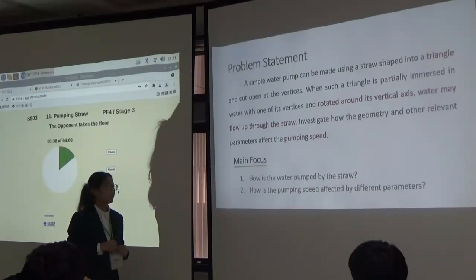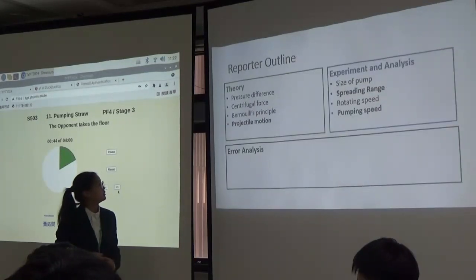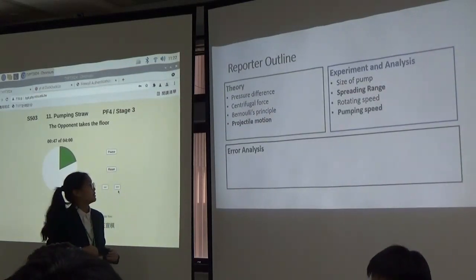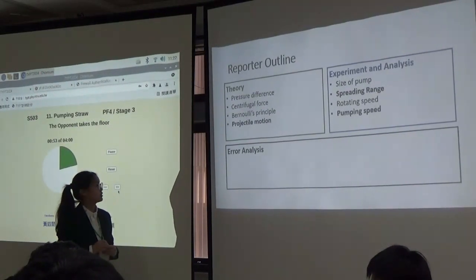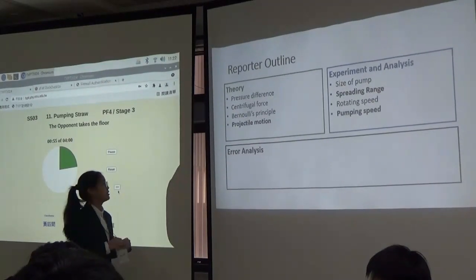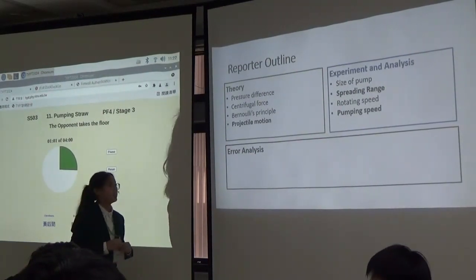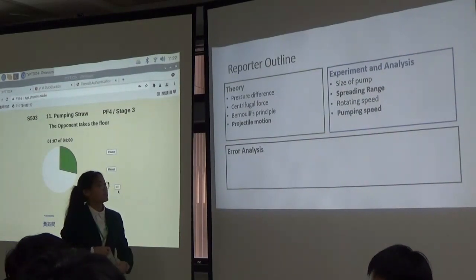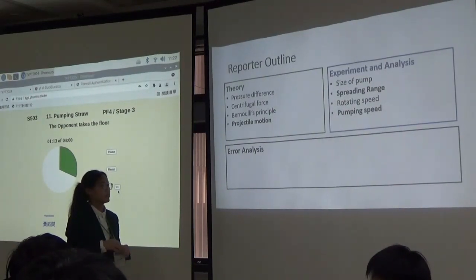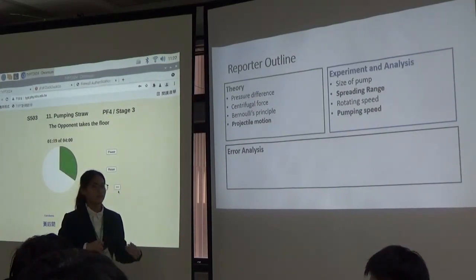And I'll mainly focus on how the water is pumped out by the straw and how the pumping speed is affected by different parameters. For the report's outline, he mentioned pressure differences, the centrifugal force and Bernoulli's principle, and also projectile motion in his theory part. However, the opponent thinks that projectile motion does not fit this phenomenon. And in his experimental part, he mentioned the size of the pump and the spreading range, which I think is not appropriate for the problem statement, and the rotating speed and also the pumping speed.